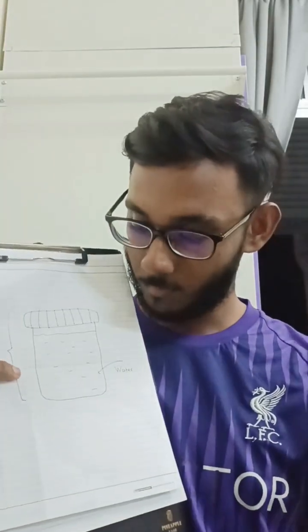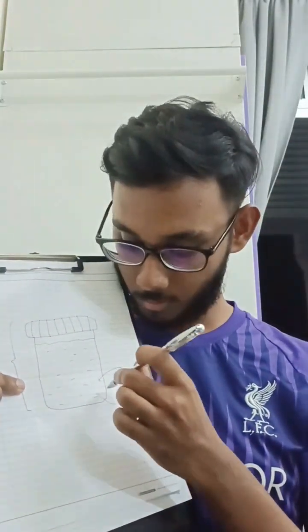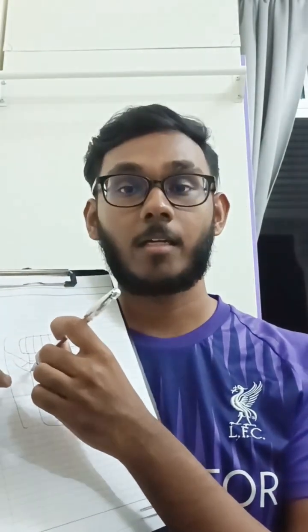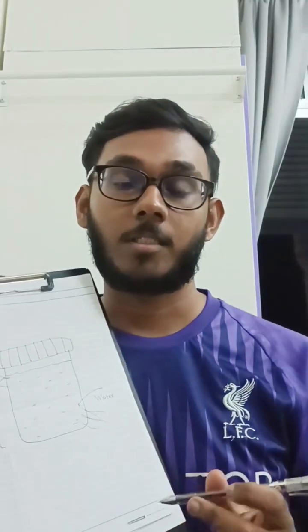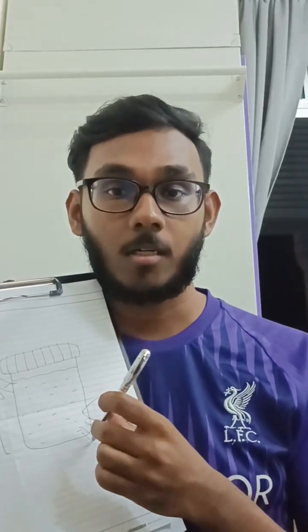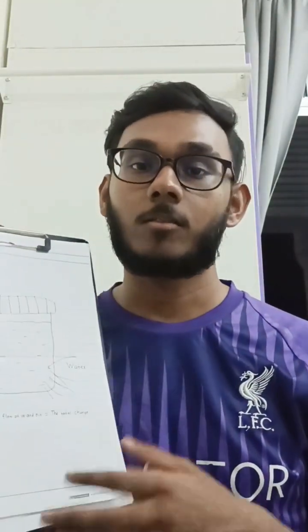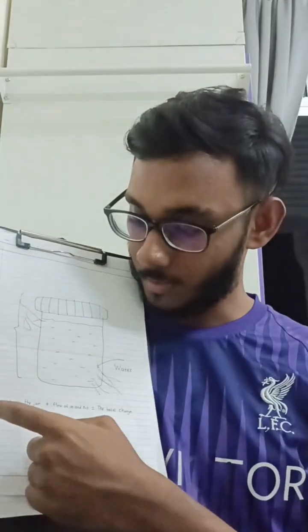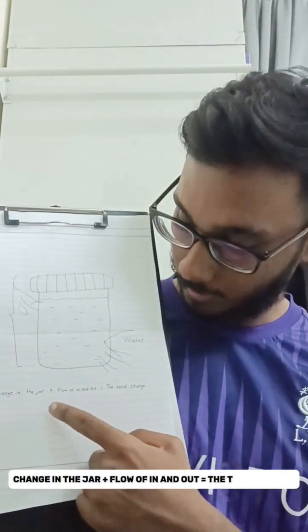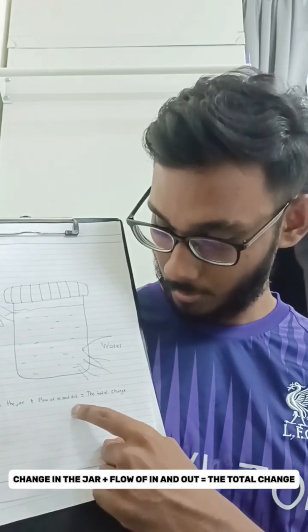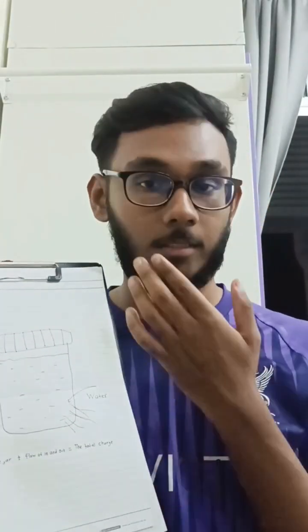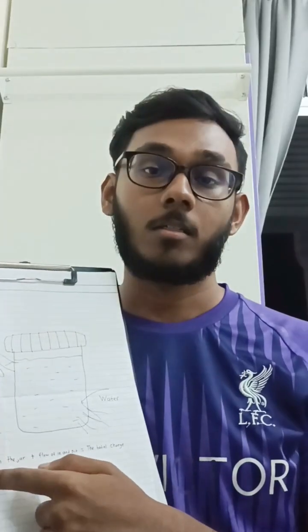The second situation is where let's say we poke a hole in this jar and the water just keeps flowing out, or let's say we poke on top of it and water is flowing inside. This RTT theorem helps us to keep track of how much water is coming inside of the jar and also flowing outside of the jar. So to simply state, the rule of RTT is that we get the change in the jar plus the flow in and out equals the total change.